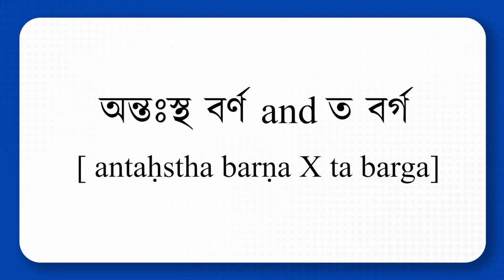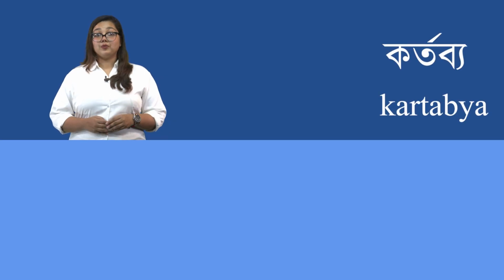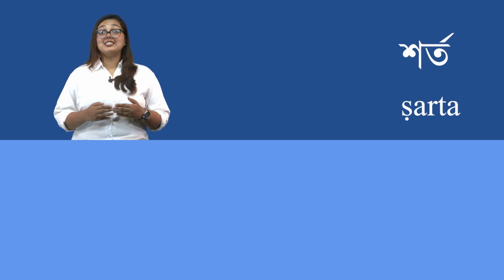Now, the merging will happen between Ontostho Borno and To Borgo. Here, we can find 3 clusters and all the 3 clusters are combined with Ref. The first cluster is Toi Ref. In this conjunct, Banjan Borno Ro make cluster with To and it comes as Toi Ref. In words, we can get Kortobbo, which means duty, and Shorto means condition.